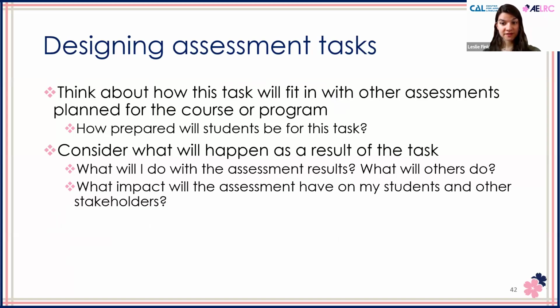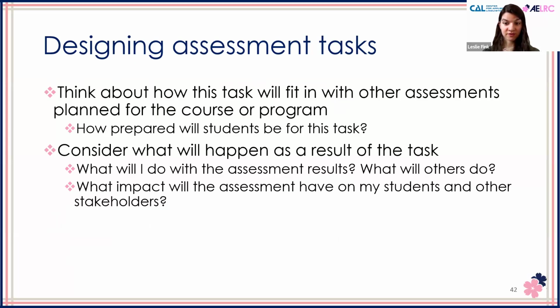Before administering any tasks, it's important to consider how they relate to the other assessments planned for your course. Will students be familiar with the format? Will it include content that you've recently introduced in class? And how does this task compare to what you are preparing students for? Contextualizing the assessment task within your larger program primes you to think about assessment impact.